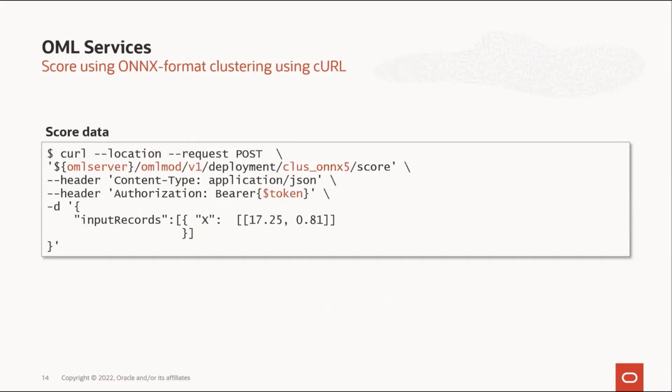So once stored, the model can be used for real-time scoring in applications and dashboards as a REST endpoint. And here we invoke the score endpoint with a model plus ONNX. You see the input record provided there for the data that will be used for scoring.